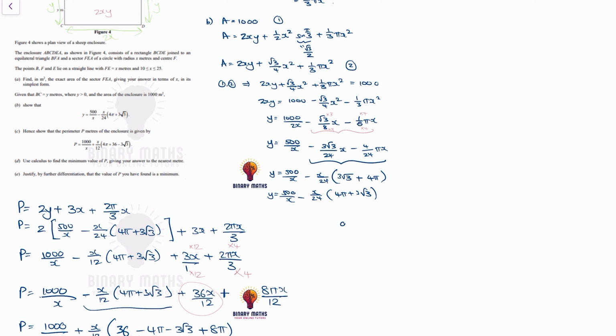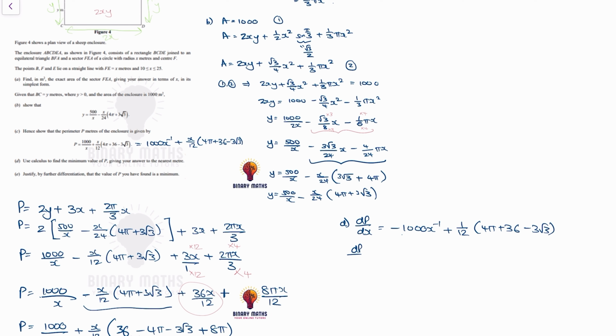Okay, part D. Use calculus to find the minimum value of P. So this is the same thing as 1000 x to the minus 1 plus x over 12 times 4 pi plus 36 minus 3 root 3. So when I differentiate P with respect to x, I am getting minus 1000 x to the minus 1 plus 1 over 12 times 4 pi plus 36 minus 3 root 3.